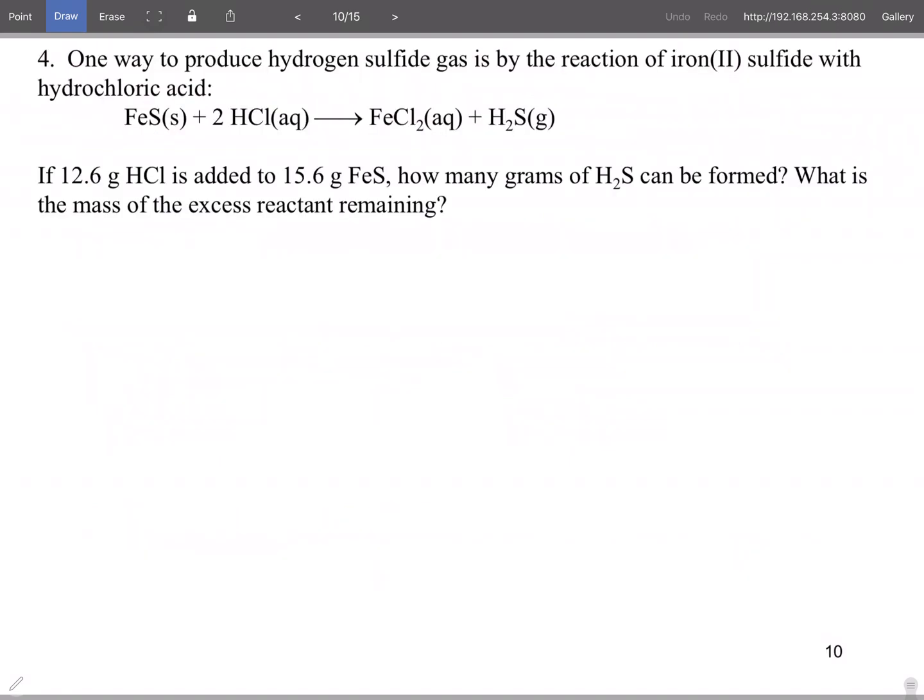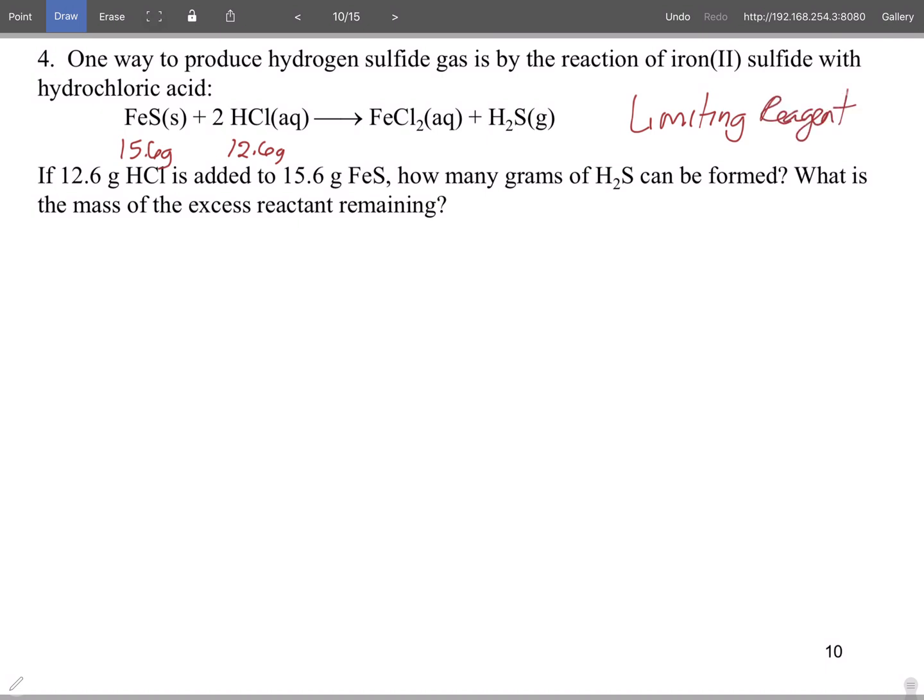Okay, so one way to produce hydrogen sulfide gas is by the reaction. Okay, so we have a reaction here. We have 12.6 grams of HCl with 15.6 grams of iron 2 sulfide. How many grams can be formed? What is the mass of the excess reagent remaining? And basically what it's asking is what's the limiting reagent.